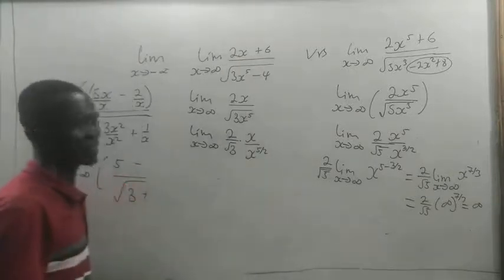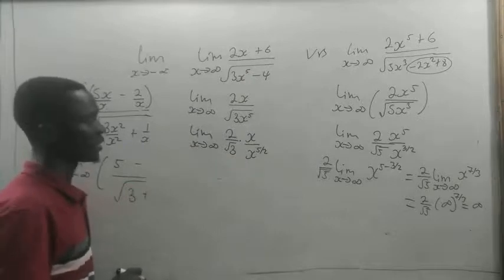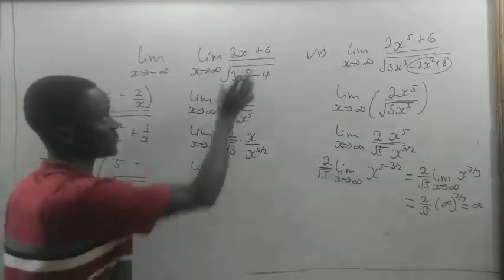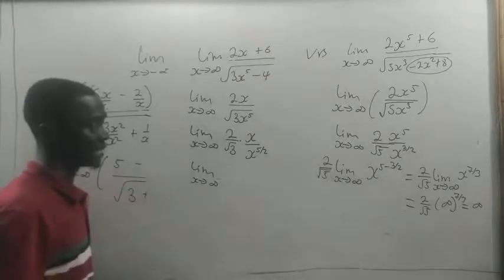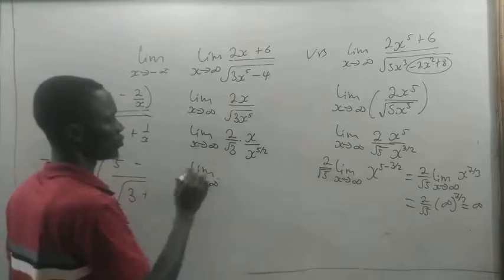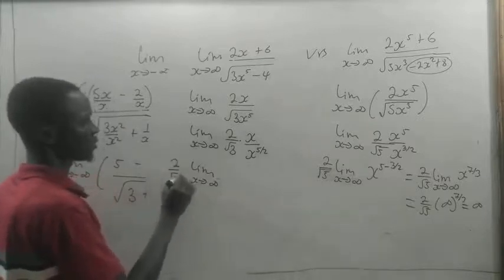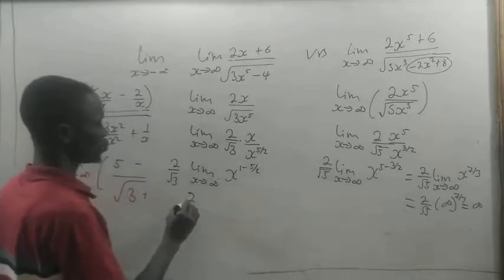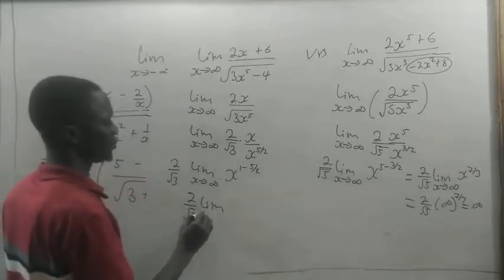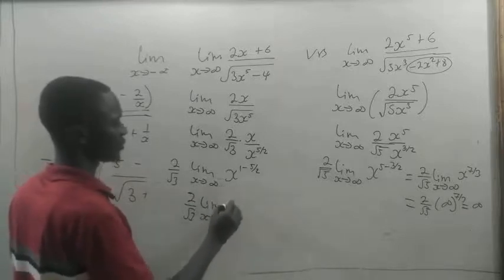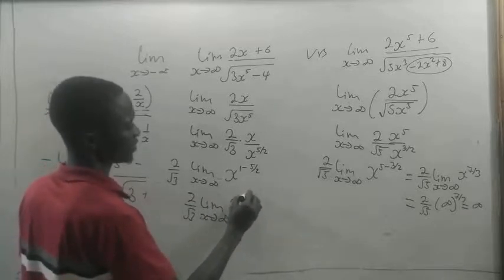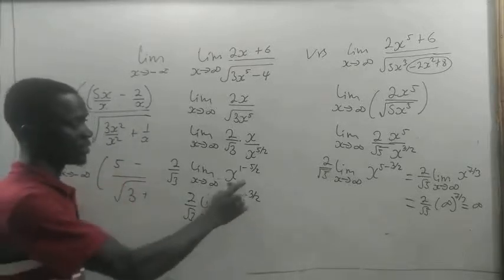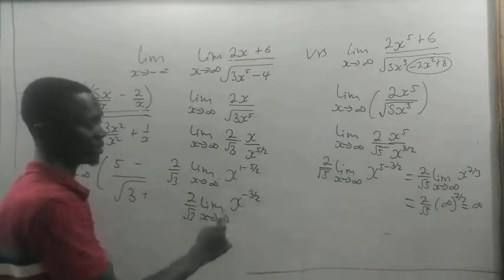Yes, I want us to get a negative number. So you take the limit as x approaches infinity. I've changed the quotient. I want us to get a negative exponent. 2 on root 3 is a constant. This will give me x to the power 1 minus 5 on 2. And we have 2 on root 3 times the limit as x approaches infinity, x to the power negative 3 on 2. 2 times 1 is 2, minus 5 is minus 3 on 2.